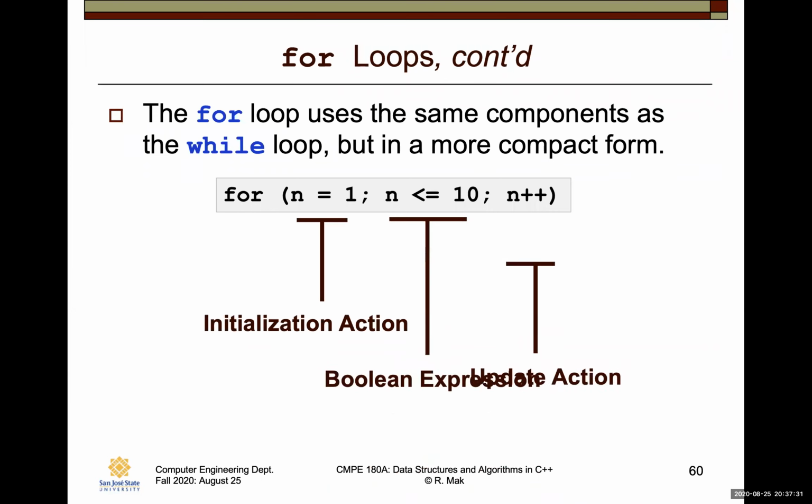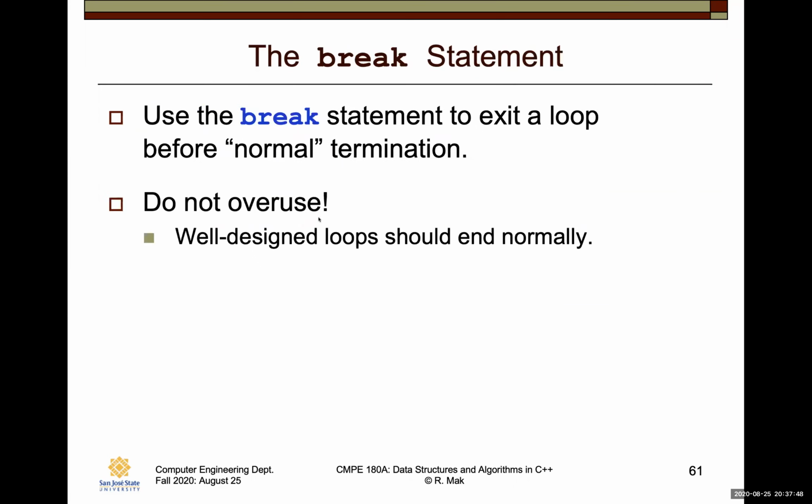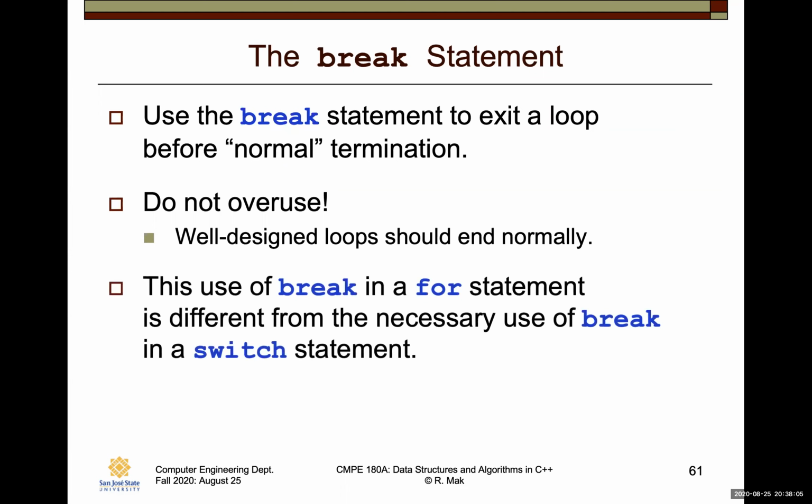Okay, so normally a loop, whether it's a for loop or a while loop, has this expression that tells you when to break out of the loop. But if you don't want to wait until then, let's say that something happens inside of the loop and you need to break out immediately, then executing the break statement immediately takes you out of the loop. Okay. Now, the temptation is to overuse that, so don't overuse it. Normally, well-designed loops should end normally.